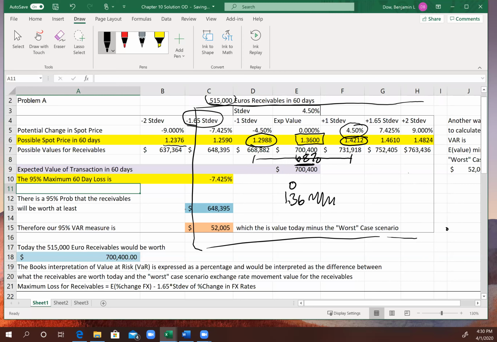All right, Lou, you're up. Any idea? Lou may not be with us. All right, Dilly, are you there? Yes. All right, how do we get the 1.65 standard deviations? At 7.425%, which gets us at 125.9 as a worst case scenario.